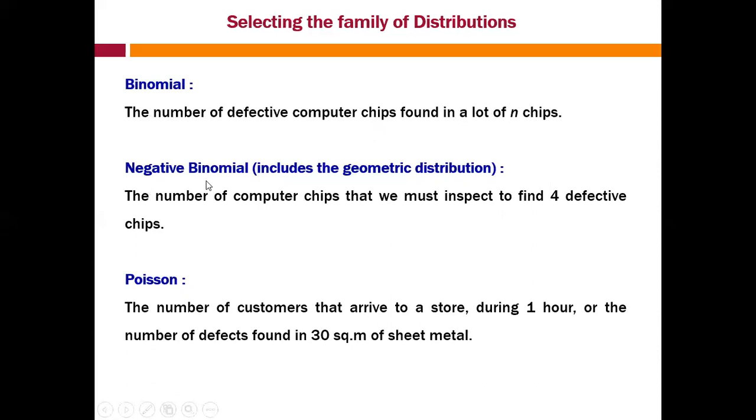And we have negative binomial, which includes even the geometric distribution. Again, this is one example: the number of computer chips that we must inspect to find 4 defective chips. And we have seen what the PDF is, how to find the PDF value, the expected value, and the variance of each of these, and we know that we have formulas for all those things. The third one is the Poisson distribution. Again, this is the example: the number of customers that arrive at a store during 1 hour, or the number of defects found in 30 square meters of sheet metal. So these are some of the examples I'm giving.